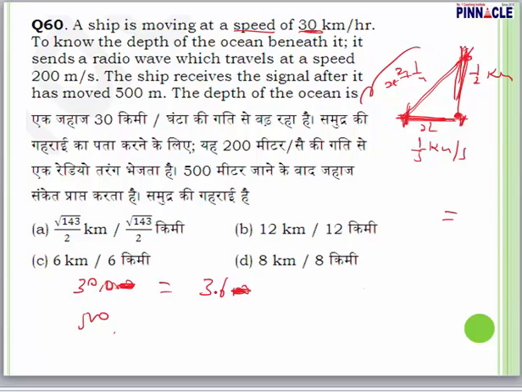300 meter is equal to 36. Then 500 meter would be equal to 36 by 30 into 500. Then we will find, you can say 60 second. So in 500 meter going, it will take 60 second. Ship will take to go 560 second.